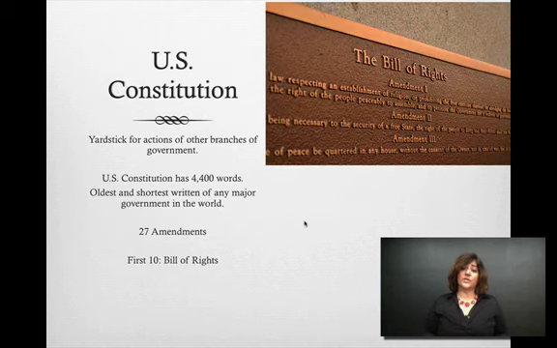Now, the U.S. Constitution is really the yardstick by which all other branches of government are gauged. It's the oldest, shortest written of any major constitution in the world. It's amazing how long it's lasted. We have 27 amendments, and of course the first 10 of those are known as the Bill of Rights, what we will spend a lot of time talking about, specifically the first one.